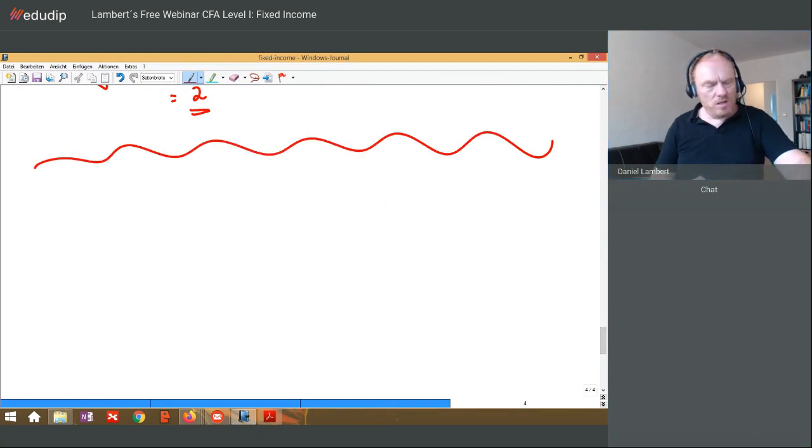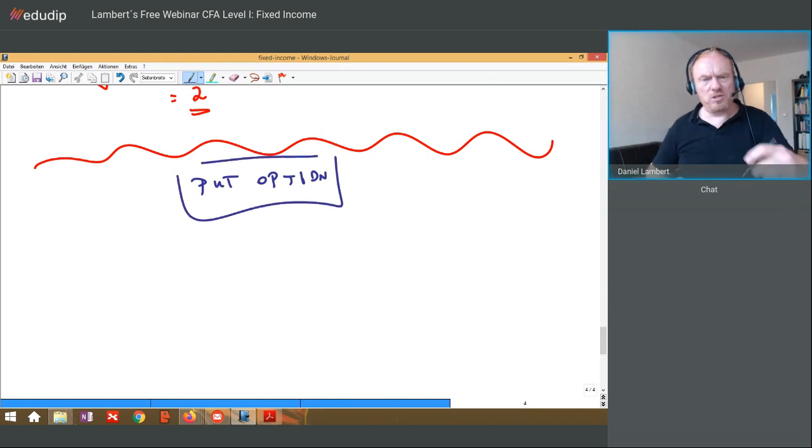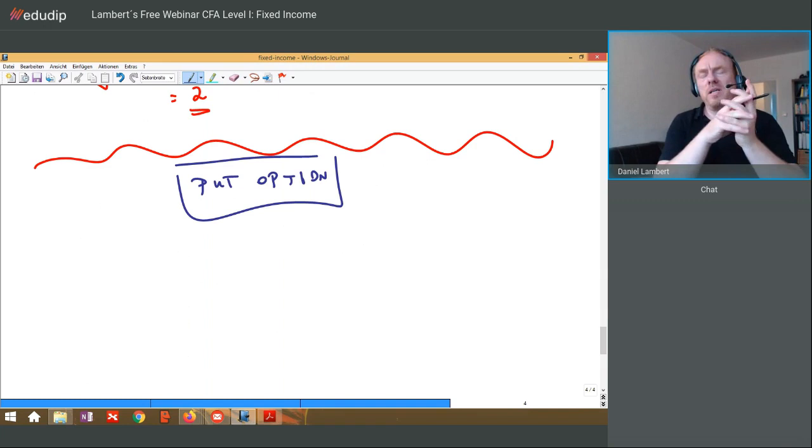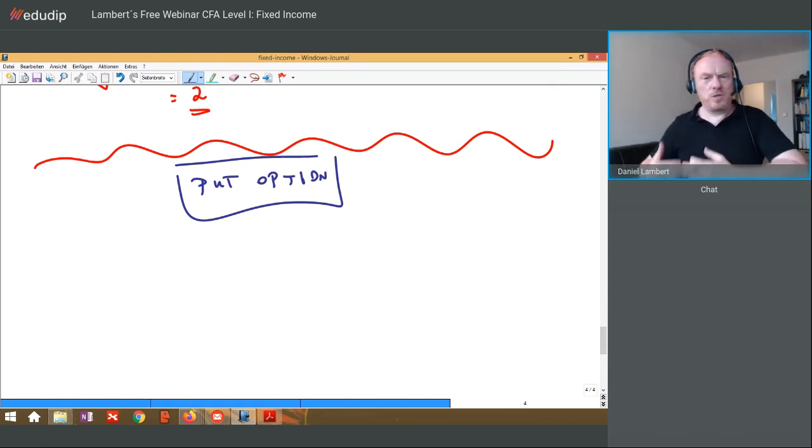Now, let's change the color first of all, and we're going to look at put options. So we're looking at a put option giving us the right to sell a certain underlying, sell a certain share at a price of 90, because the price is agreed on now and is valid in the future.